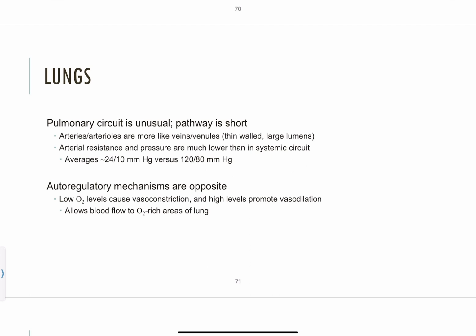So why? Well, our low oxygen levels are actually going to cause vasoconstriction, not dilation like in the rest of our body. So we want to make sure that the blood gets rerouted to the parts of the lung that are actually rich in oxygen. So it's a very efficient process, even though it may seem unusual.